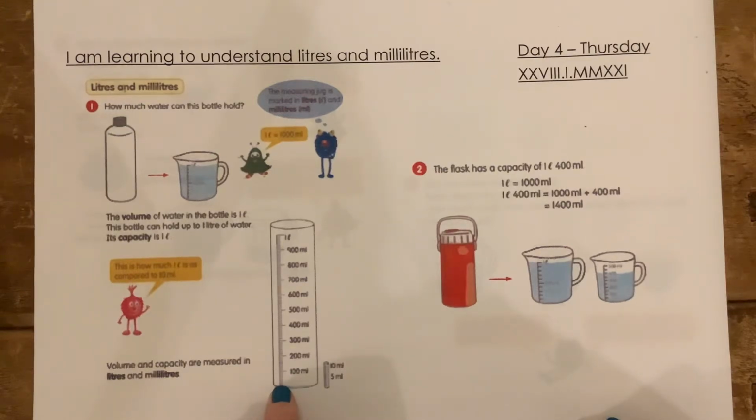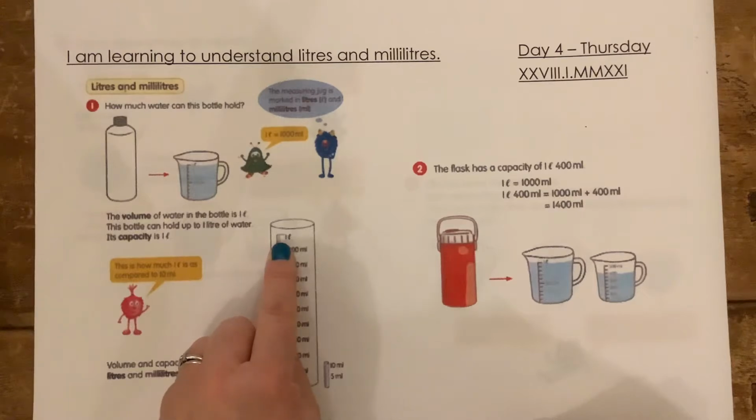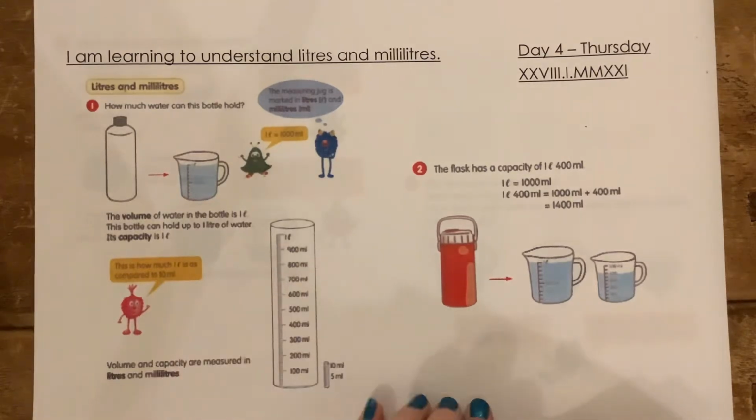So I know that each of these smaller ones is 10 millilitres. So volume and capacity are measured in litres and millilitres. And we have the smaller measurement of millilitres, and then once we reach 1000 millilitres, we have a litre.